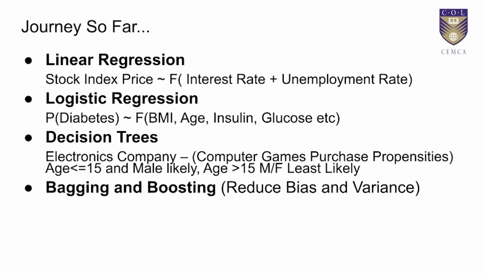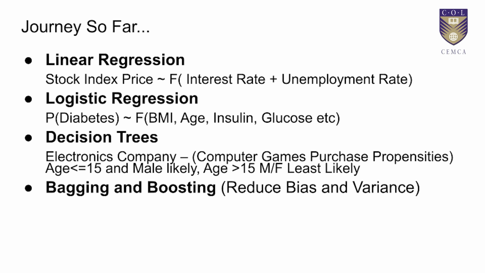Then we looked into techniques of decision trees and used decision trees to develop a solution for an electronics company to sell their computer games, for them to understand which group of customers they should be targeting. In our analysis, we found that people with an age of less than 15 and a gender of male are the most likely to buy a computer game, and customers above age 15, whether they are male or female, are least likely to buy a computer game.